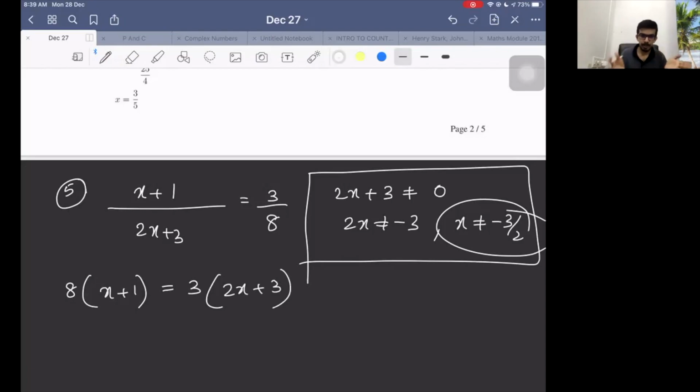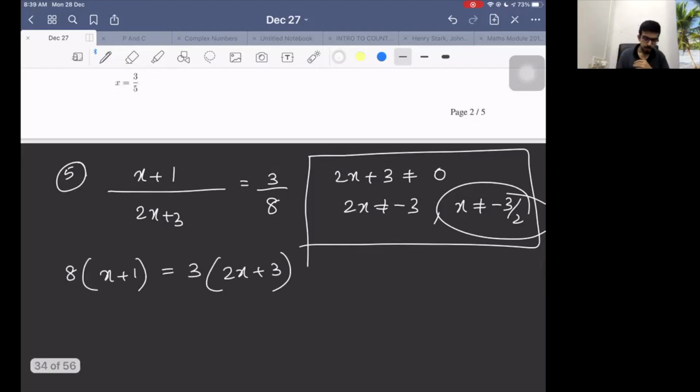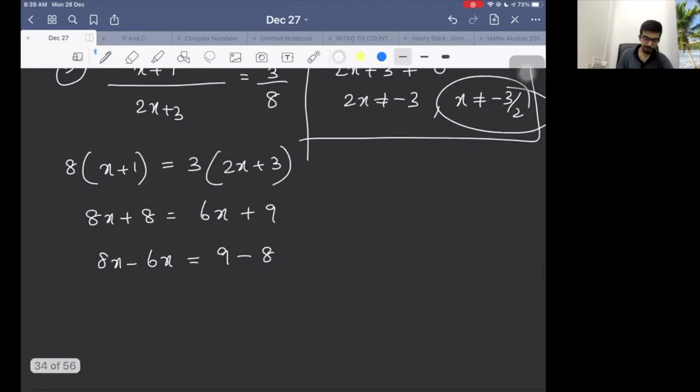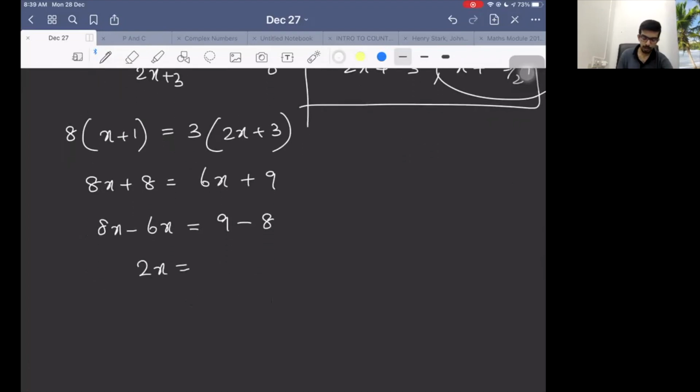You just expand the brackets. If there are like terms, combine them. Bring the variables to one side. Bring the numbers to the other side. Then do your math. That's all. Simple, huh? So we have 8x plus 8 is equal to 6x plus 9. 8x minus 6x is equal to 9 minus 8. So we have 2x is equal to 1. And your x is equal to 1 by 2.